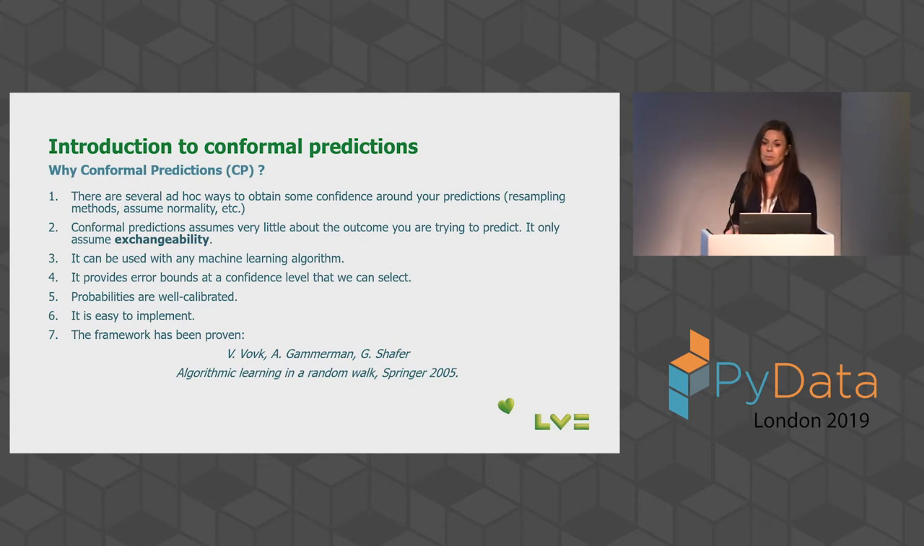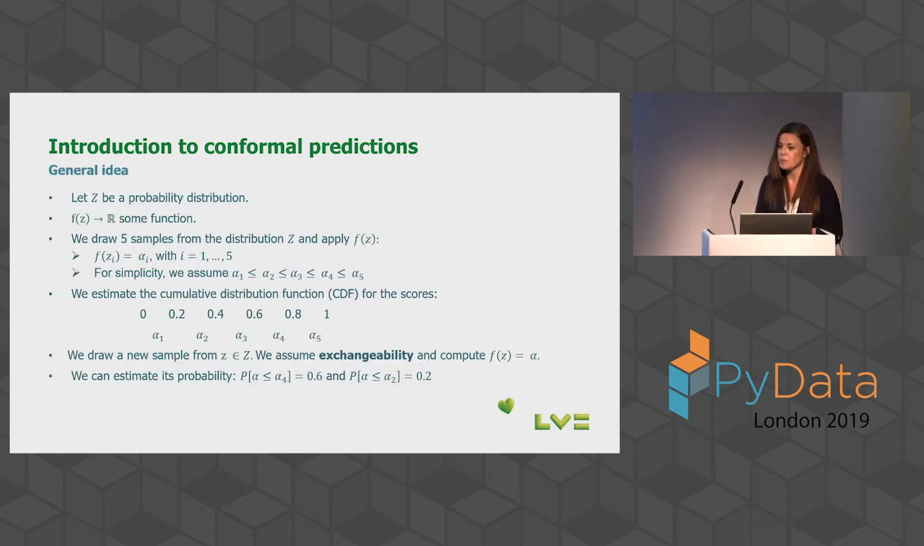The probabilities are well calibrated, so when we say 0.85, it's really 0.85, so it helps a lot. It's very easy to implement, at least this basic definition that I'm going to present here. And as I'm a mathematician, I also like the idea that this is really proven, and you can check this book where you will find all the proofs, and you will see that I don't lie. So now that I more or less have convinced you that conformal prediction is a good choice, I'm going to try to introduce the idea behind the concept, okay?